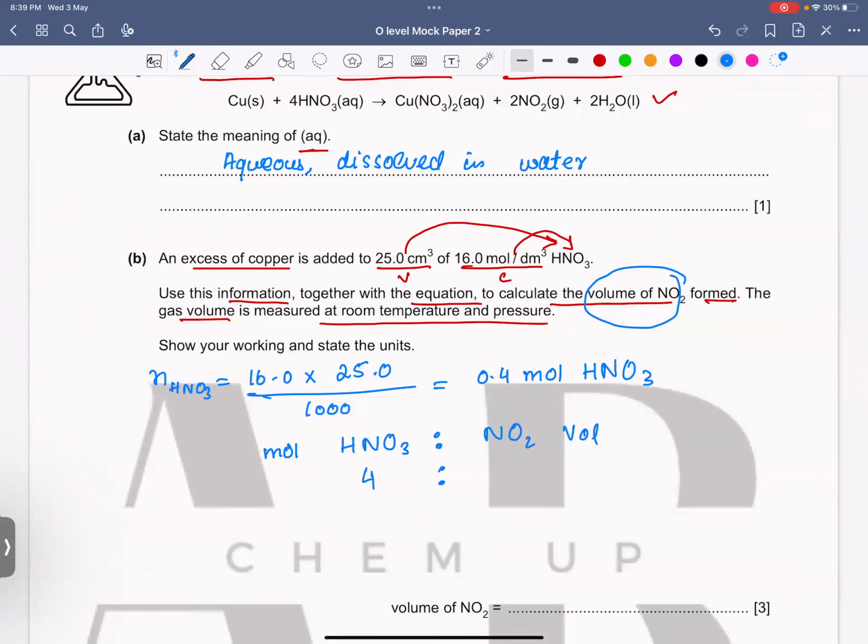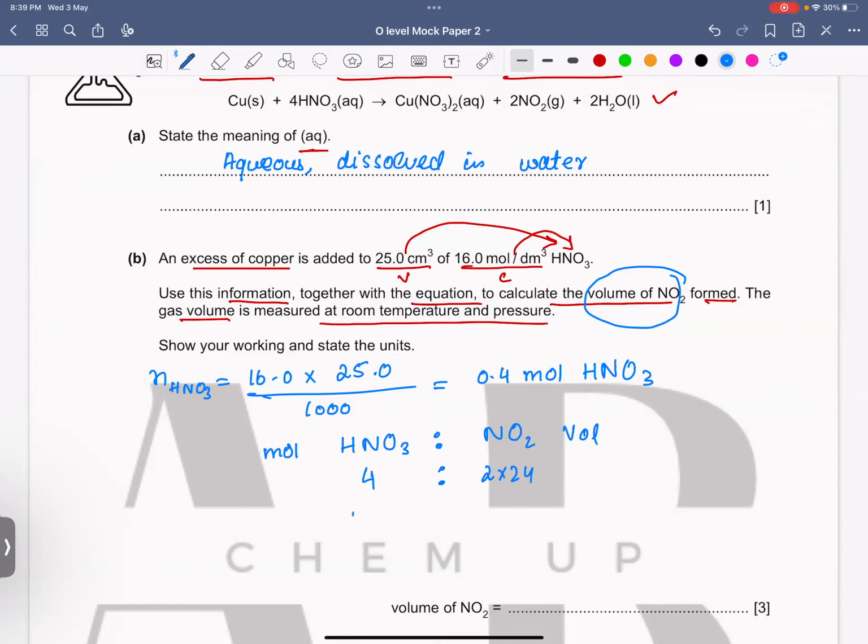Sir, 2 moles. When I am taking the ratio of moles versus volume, we know that if there are 2 moles at room temperature, then the volume must be 2 times 24, which is 48 dm³. So I directly have the ratio of moles of acid with the volume of a gas.